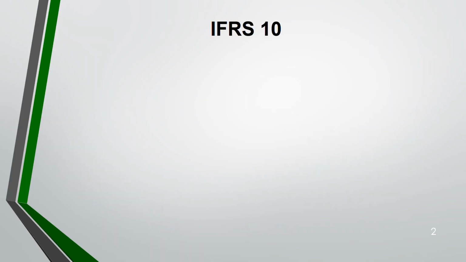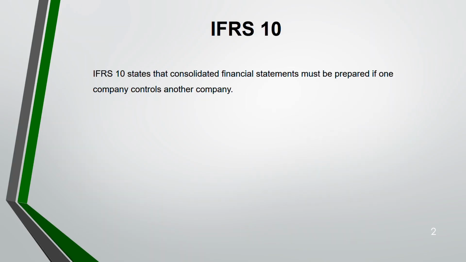Now, IFRS 10 states that consolidated financial statements must be prepared if one company controls another company. That means you're owning more than 50%. So what is the definition of control? This is also an area which can be asked in both the FR and SBR exam. For example, what constitutes control?